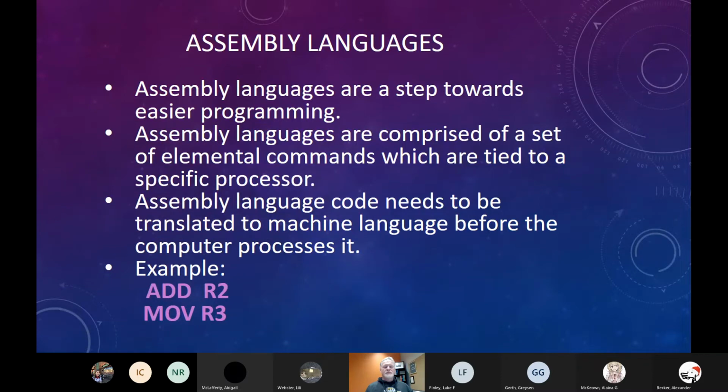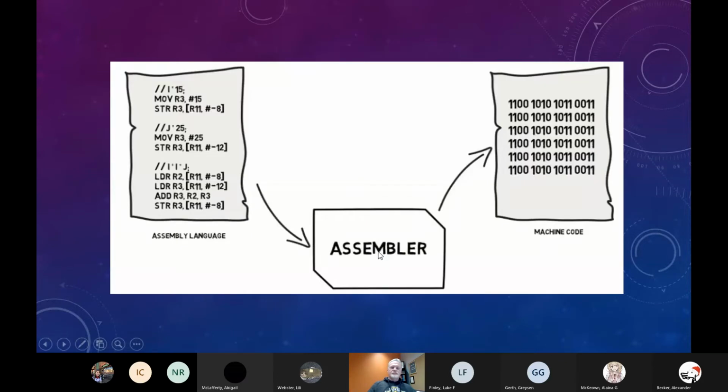Like I said, you all won't be doing it, but I want you all to know that there is something below the level of programming that you do. Something's going on inside the computer at a more, what's the word I'm looking for? Barbaric level than what you're doing. And here's a little schematic.